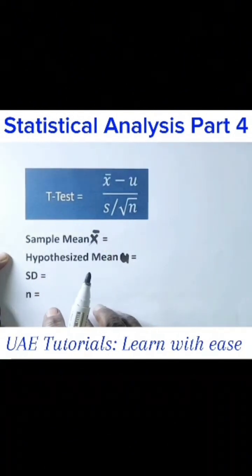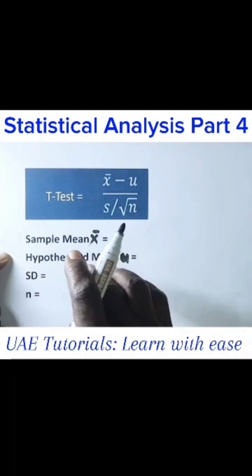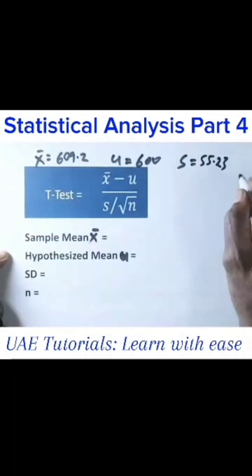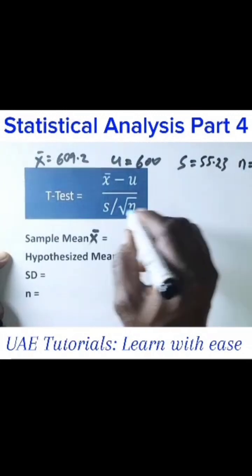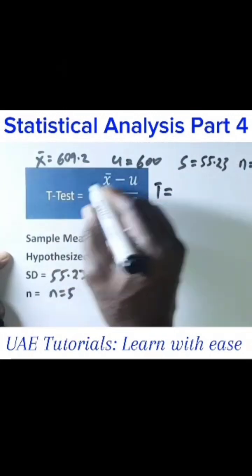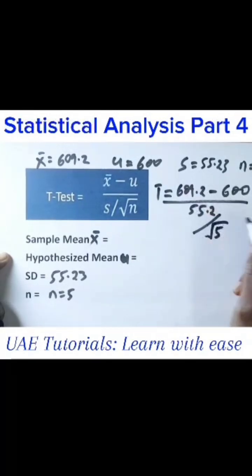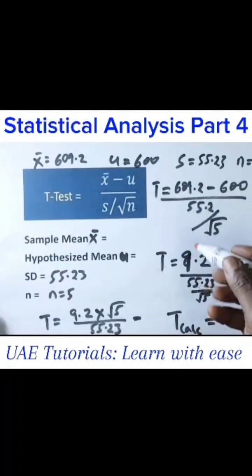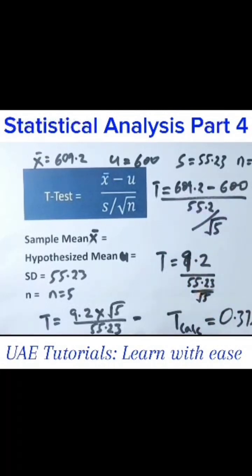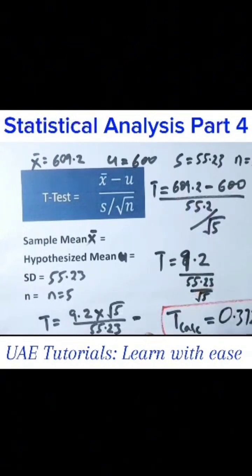So let's state what we know already. The sample mean was 609.2. Our n equals 5. We'll just plug this into this formula. So that will give us 609.2 divided by square root of 5. I've simplified the solution here. If you work this out, you will discover that our t calc equals 0.3723.